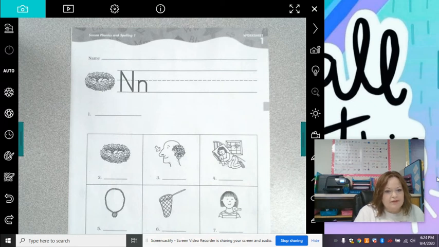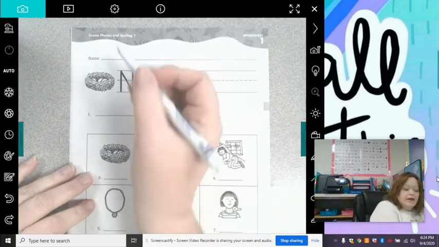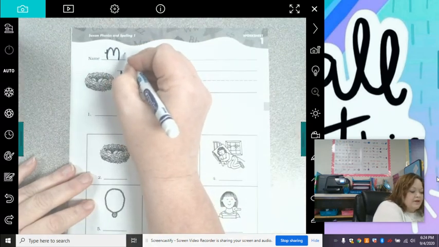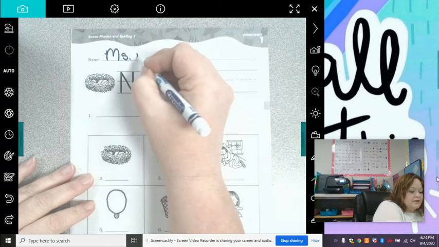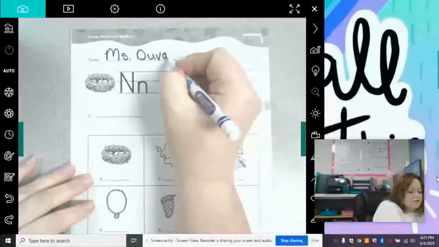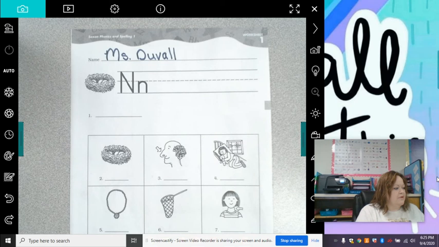I pick up my pencil and write my name. Well, I'm not going to use a pencil. I'm going to use a marker. And I'm going to write Miss Duval on my paper because Miss Duval is my name.